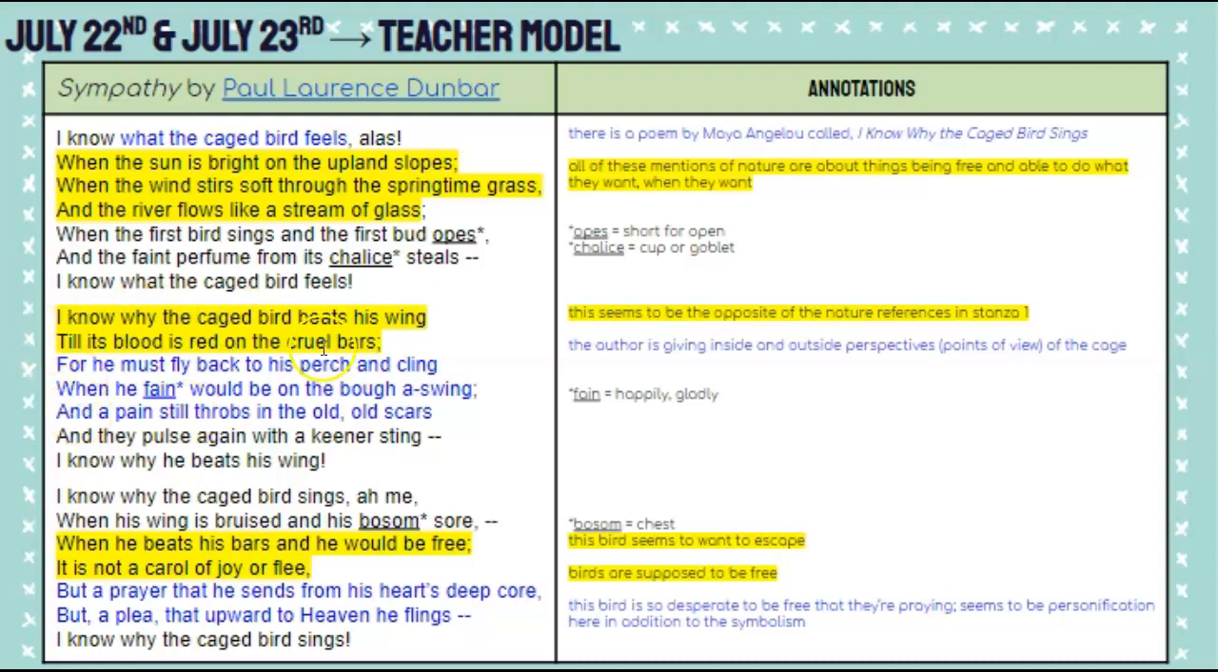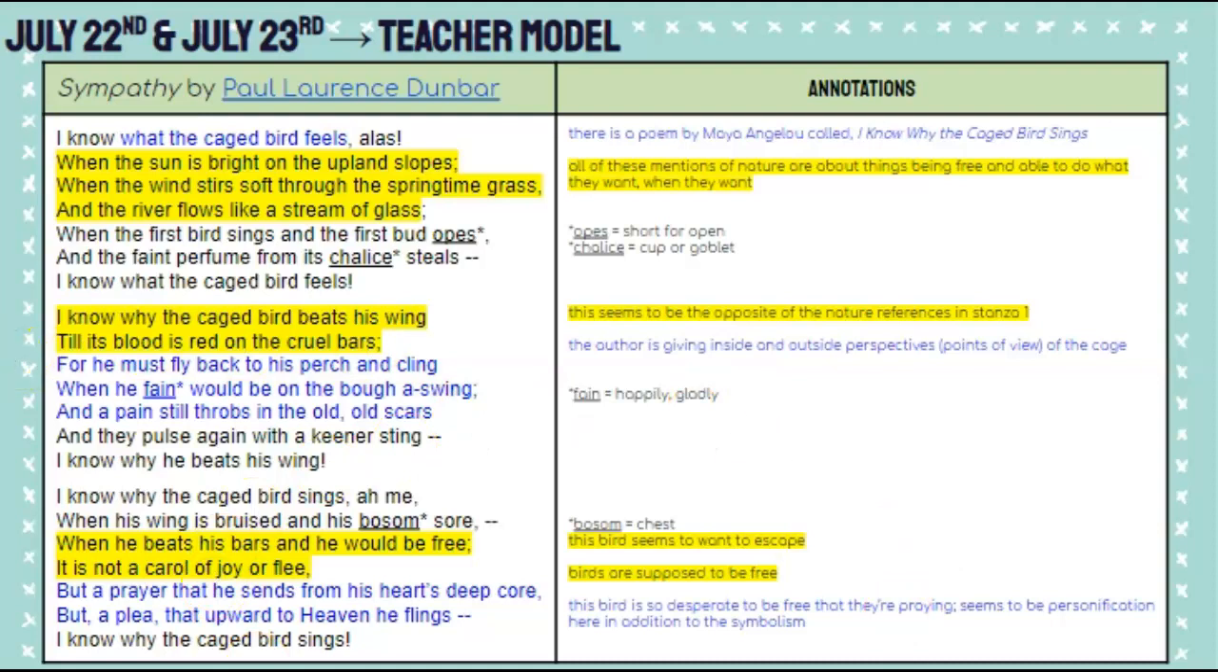Then we went into stanza 2. Okay, I had some more connections here. I know why the caged bird beats his wing till its blood is red on the cruel bars. I wrote that this seems to be the opposite of the nature reference up here, right? Stanza 1 and stanza 2 seem to be opposites. Then I had a thought about the author giving inside and outside perspectives of the cage. Up here you have outside, here you have inside. There's another word I didn't understand, so I looked it up, and then you'll continue to see.